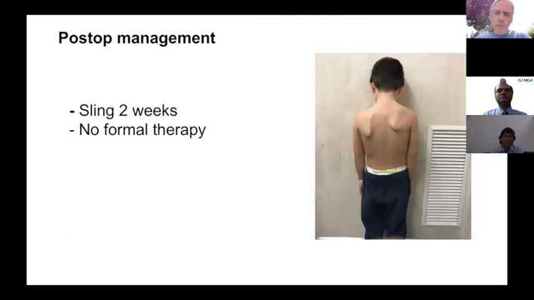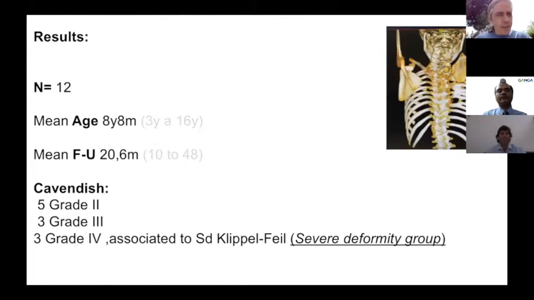We don't do formal therapy. We keep the sling for a couple of weeks, and then we motivate the children and the parents to do activities that need shoulder elevation. So we analyzed our first 12 children. I have also shared the paper, with a mean age of 8 years and a follow-up of less than 24 months.